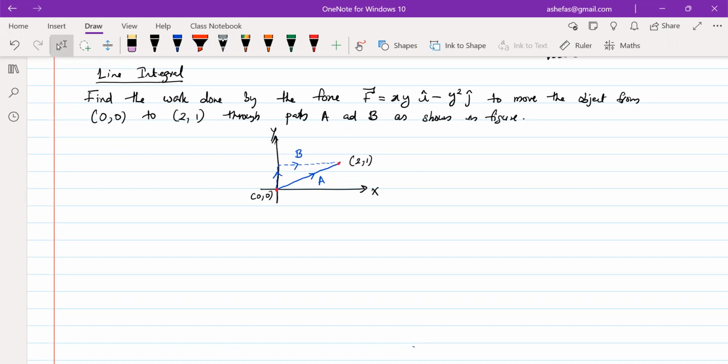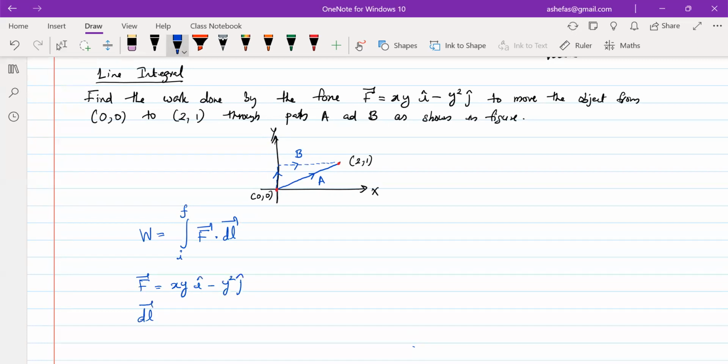Now this is the work done, and we know that the work done is nothing but the line integration of the force. So the work to move the object from some initial point I to the final point F, we can write as the integral of F dot dl. F is already known to us. F is xy i − y² j.